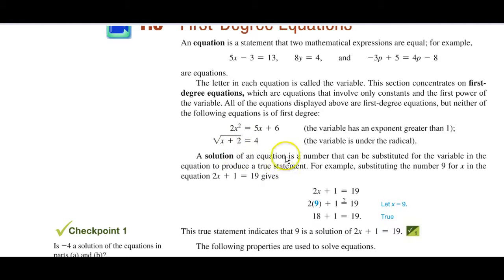Now, the solution of an equation is a number that can be substituted for the variable in the equation to produce a true statement. For example, substituting the number 9 for x in this equation, 2 times 9 is 18 plus 1, makes this a true statement. So we say 9 is the solution for this replacement of the letter in this equation.